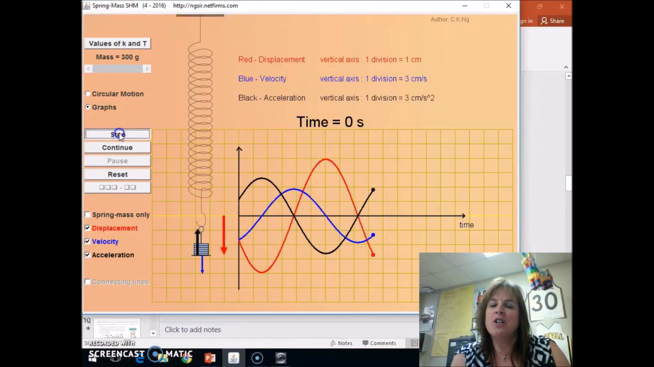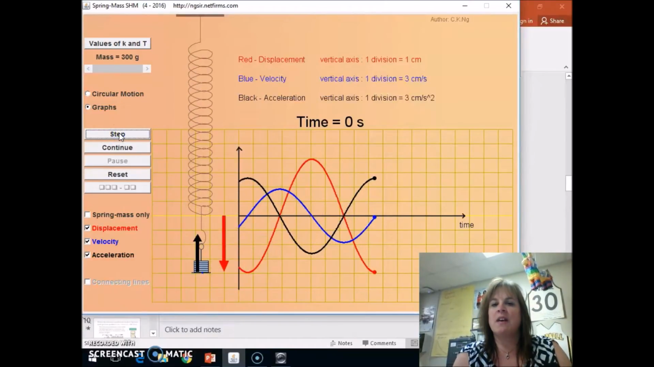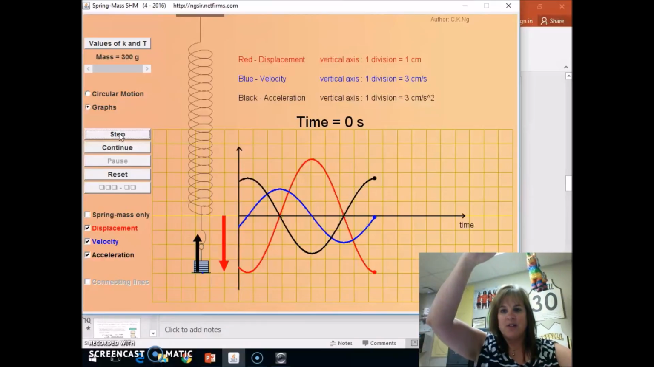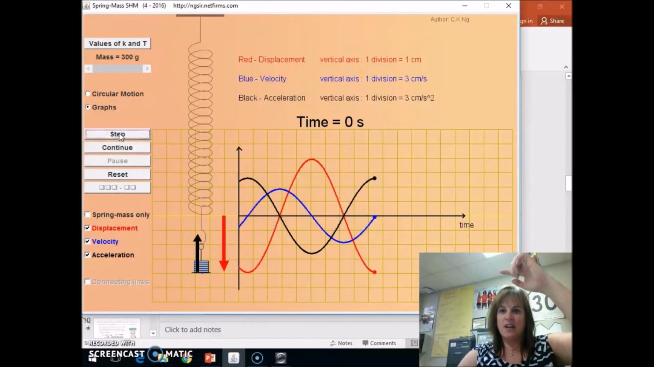The other thing I want you to notice is how acceleration and position differ from each other. They're always at a maximum at the amplitude. So my position is a maximum, my acceleration is a maximum at amplitude, but notice that their signs are different. So when one is positive, the other is negative.